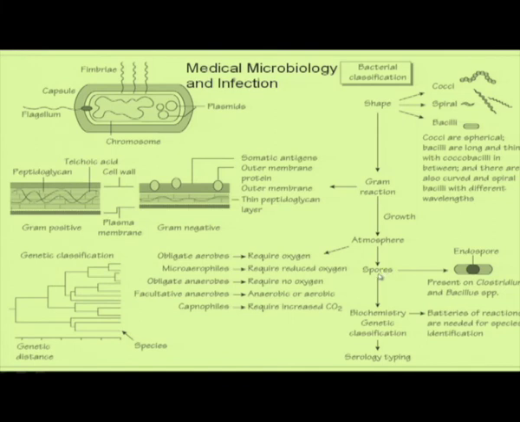All organisms do not produce spores. So, based on whether they produce spores or do not, we call them spore formers or non-spore formers. Then finally, based on the biochemistry, the metabolic pathways, genetic classification and serology typing, we can come to a conclusion that the sample is identified as this organism. So, these are the basic tests which are done to identify a microbe.